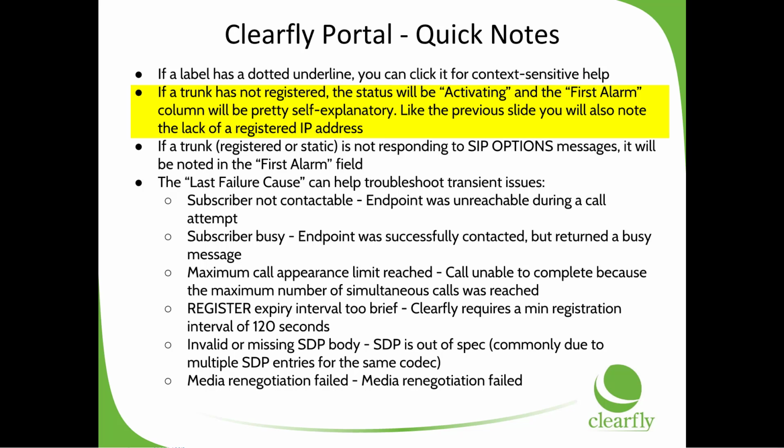You will also find that no registration details will be displayed when you click the button to load them. Instead, you'll get a message saying that no registration information is available. Third, if a trunk, registered or static, is not responding to SIP options messages, it will be noted in the first alarm field. And finally, the last failure cause can help troubleshoot transient issues, such as maximum call appearances reached if you've maxed out your subscribed call sessions.